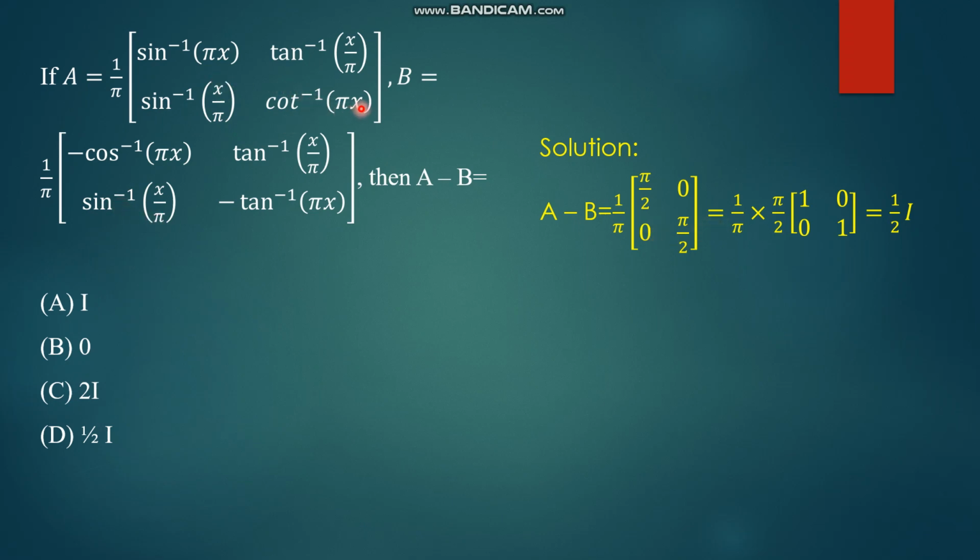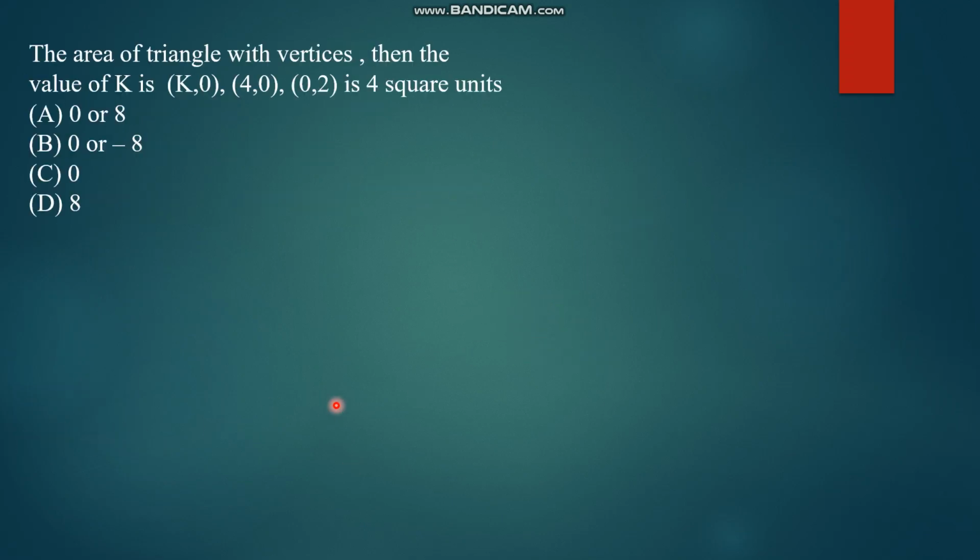And cot inverse x by pi minus, minus, plus tan inverse x by pi. Again, we know that cot inverse x plus tan inverse x is also pi by 2. So, this will be pi by 2. But we have 1 by pi outside. So, when you take that pi by 2 as common, 1 by pi into pi by 2 into, this will be 1001. Pi gets cancelled. So, the answer is 1 by 2 into 1001 is nothing but I. So, half I. So, option D is the answer.